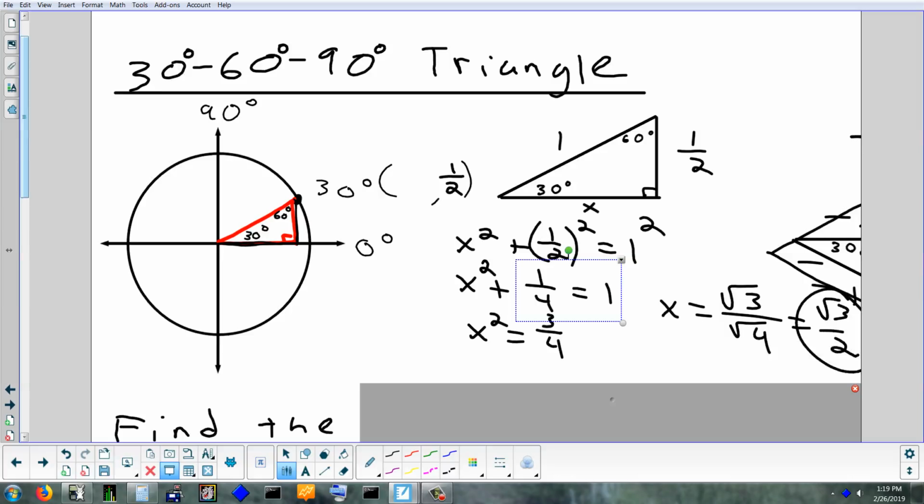And that is the length of the bottom side. And that's the x value in your coordinate. Square root 3 over 2. So that is the coordinate for a 30-degree angle. Square root 3 over 2.